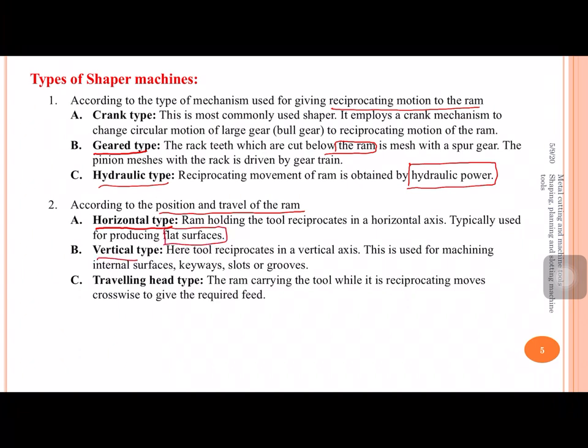Next one is the vertical type. If the ram holding the tool is moving about the vertical axis, then it is called as a vertical type machine tool. And these are used to provide the internal surfaces, keyways, slots or grooves. Next one is the traveling head type. Here the ram which is holding the cutting tool is not only having the reciprocatory motion, but it is also provided with the cross feed movement.